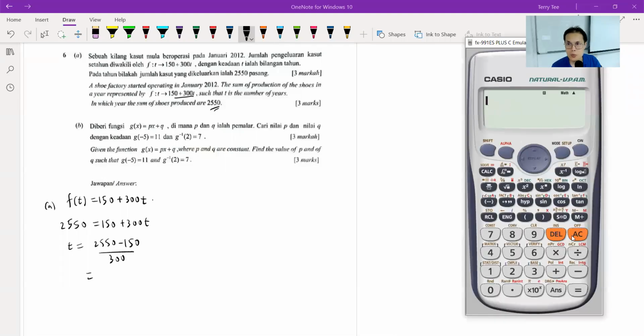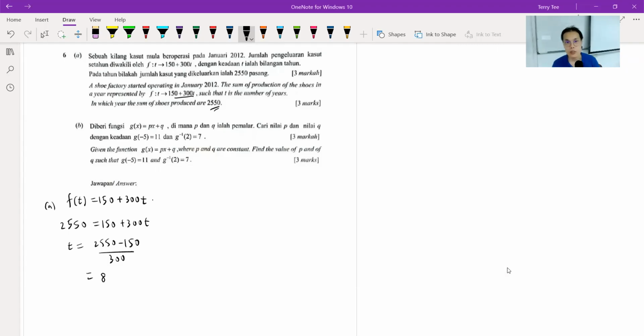So in this case, we should have (2550 minus 150) divided by 300. This will give us 8, T equals 8. But we haven't answered the question yet because the question asks for which year.